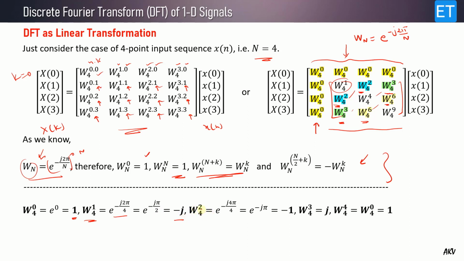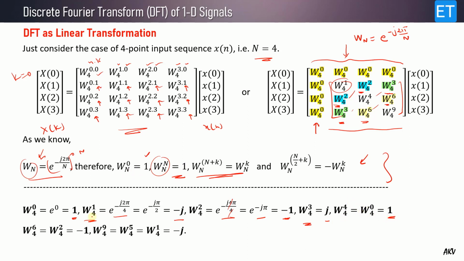Similarly, you can find W_4^2. That is equal to e^(-j4π/4), 4 will cancel. So that is e^(-jπ), and that is equal to minus 1. W_4^3 is equal to j, and W_4^4 I have already written, W_n^n equal to 1. So that is equal to 1, right?